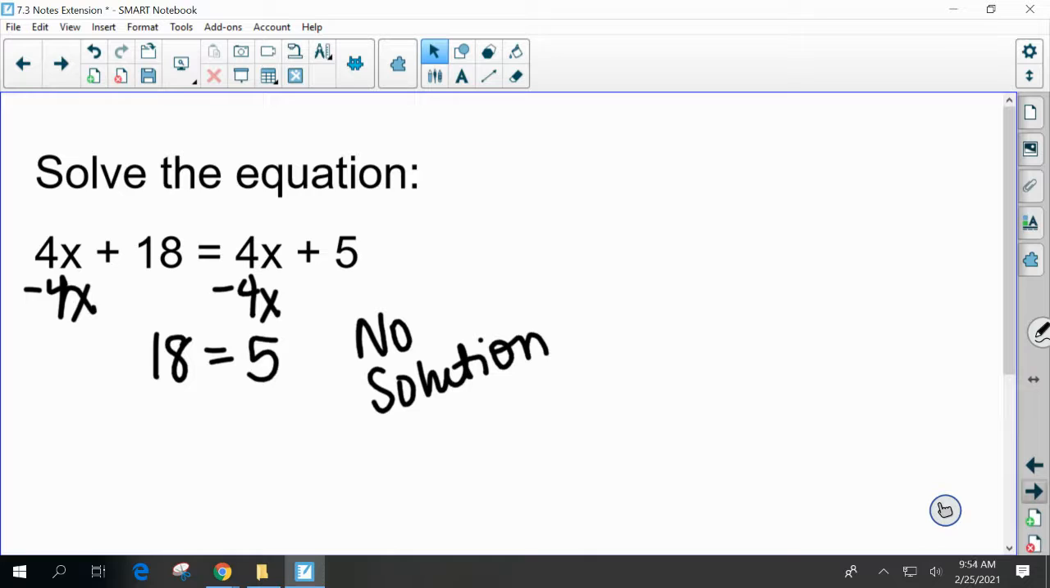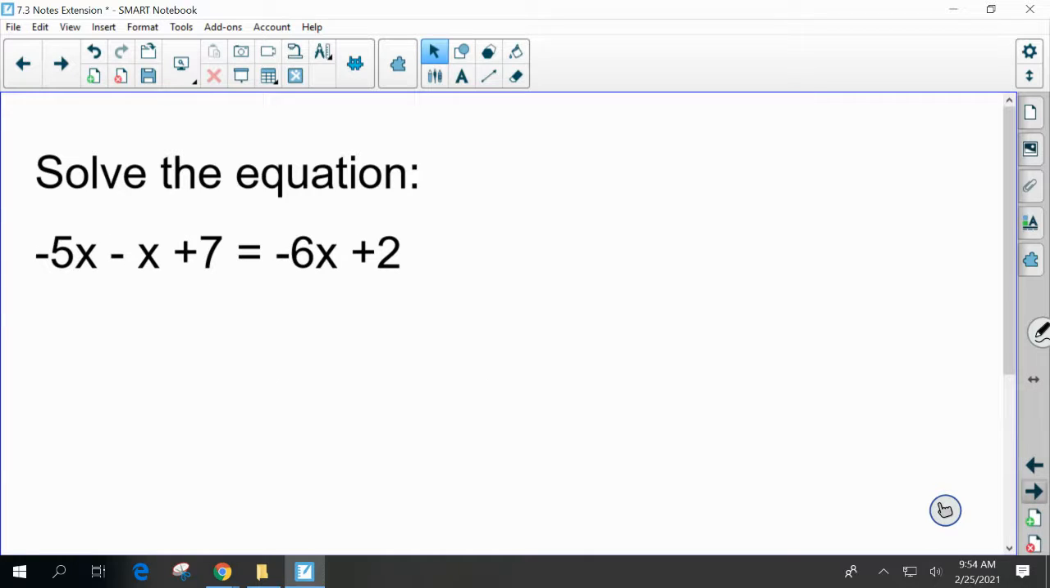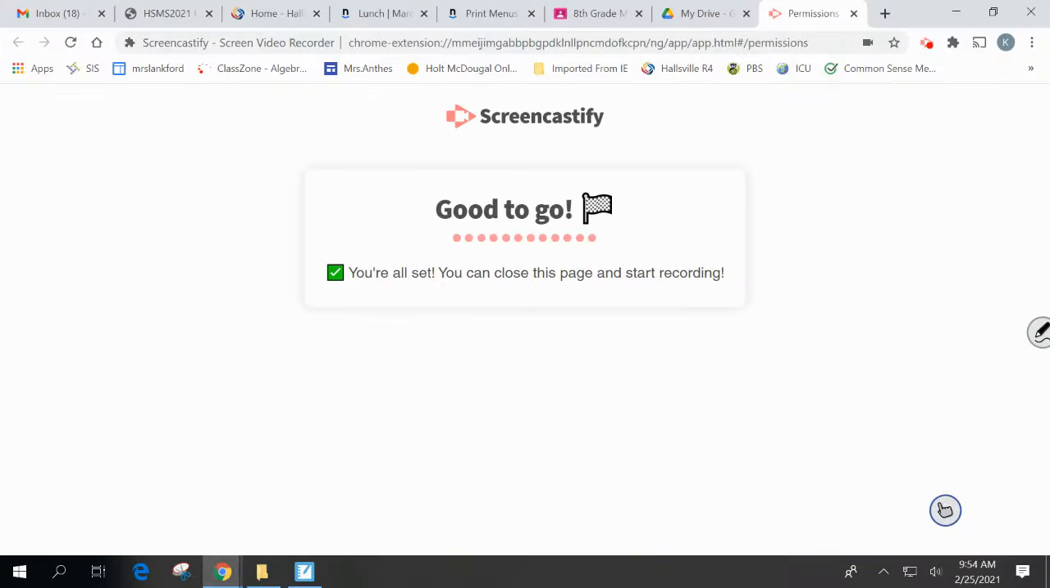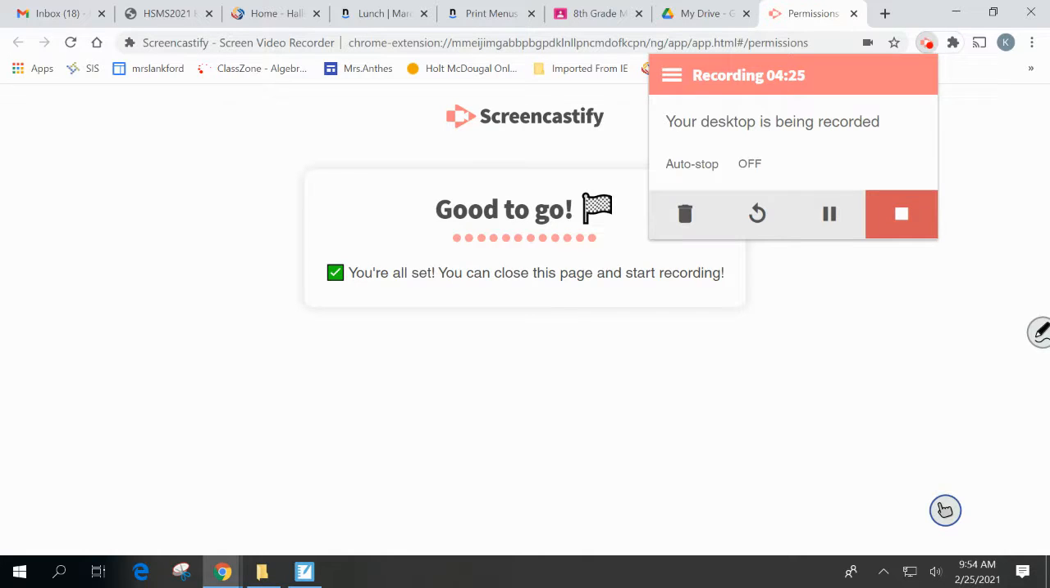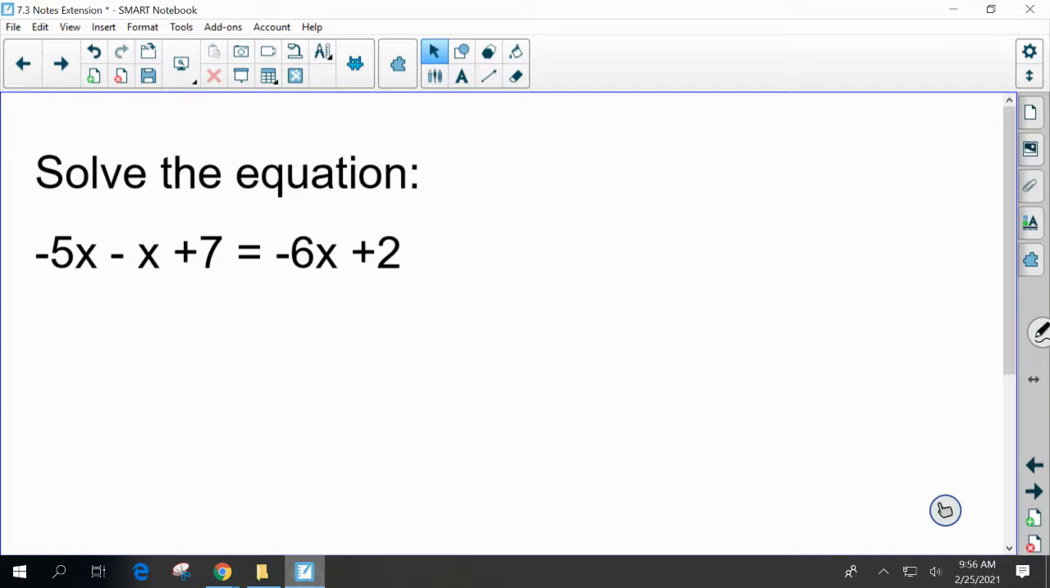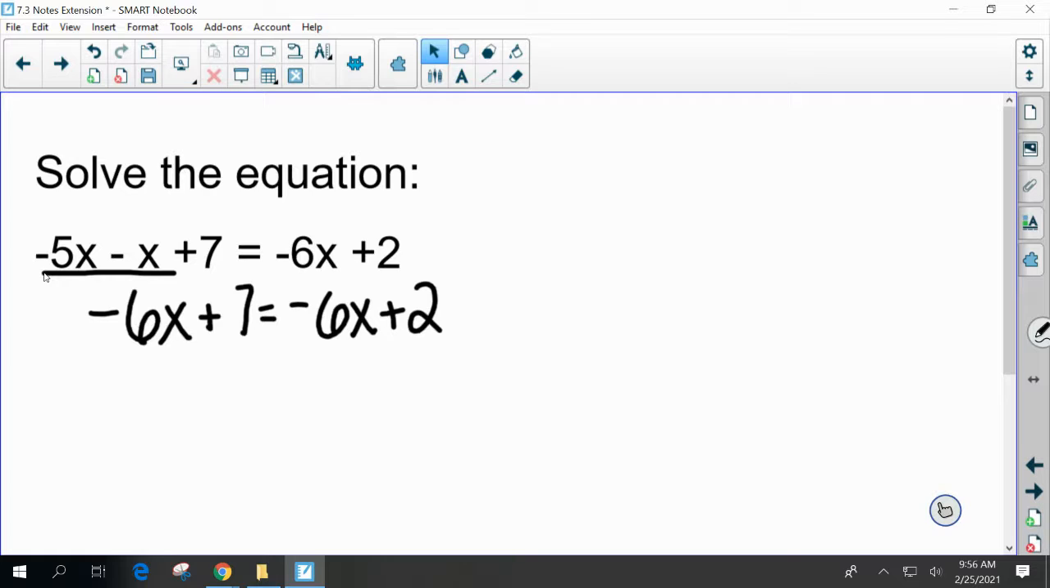What number is this? 3. 3, okay. I want you to try number 4. So try number 4. Okay, so first step I would do would be to combine my like terms. So negative 5x minus x is negative 6x. And then I need to carry down the plus 7. Then over here, I'm going to bring down what I had on the right.